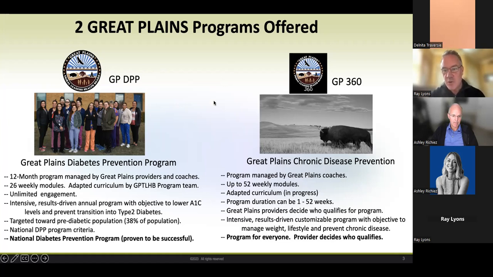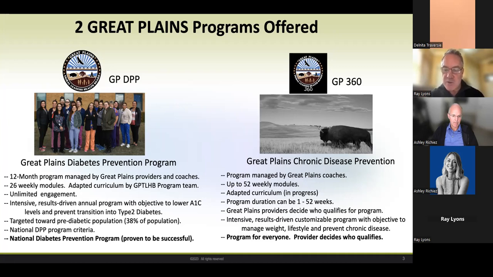On the right, you'll see Great Plains 360. And this is the second program that you can really utilize in many different ways. The Great Plains 360 is made for healthy lifestyle and chronic disease prevention. Just like the other program, it's managed by Great Plains coaches. There's up to 52 modules because you can have a module each week. It's the adapted curriculum. As we mentioned, we've adapted the DPP modules, 26 modules so far, and we'll continue to adapt those for our additional programs that we'll show you in just a minute.